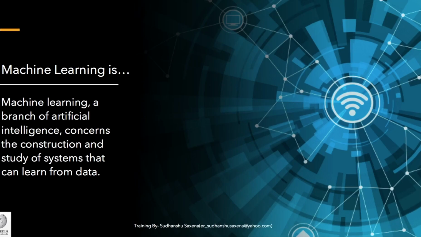If you talk about the definition, it says machine learning is nothing but a branch of artificial intelligence which concerns the construction and the study of systems that can learn from data. Very much like humans, I want my machine to learn from the data. And I just wanted to give you one example of how this machine learns with respect to the data.